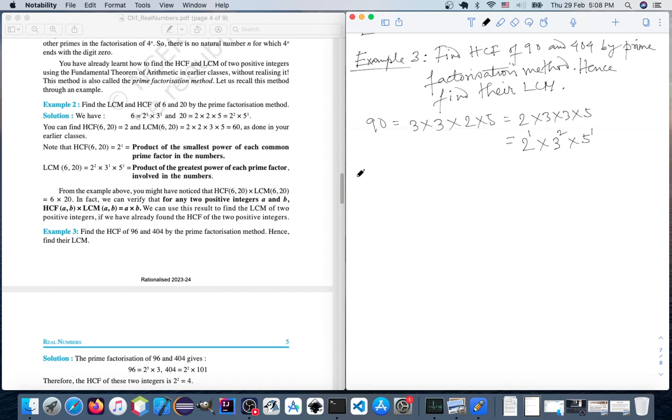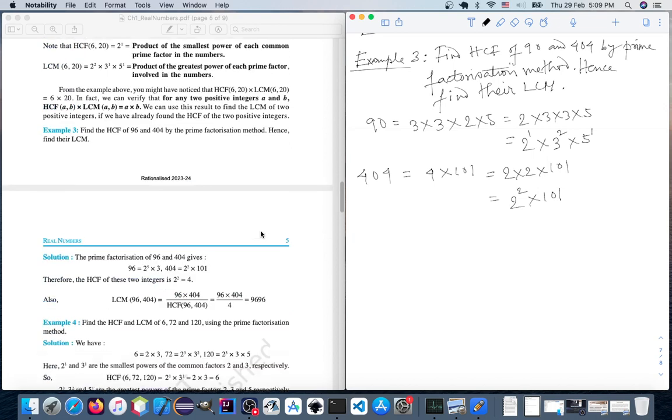Similarly, we write down the prime factorization of 404. 404 will be 4 into 101. I think 101 is a prime number itself, so it will not have any factors. So we can write it as 2 into 2 into 101. This becomes 2 square into 101.